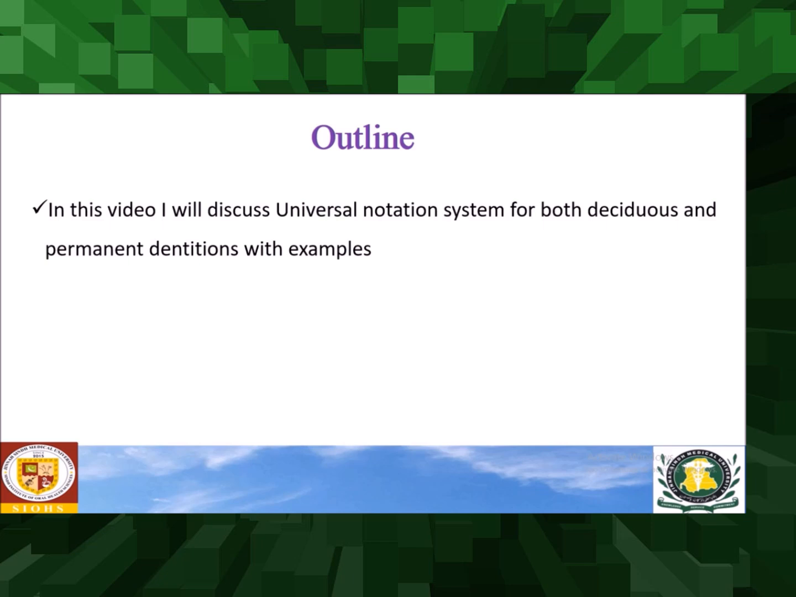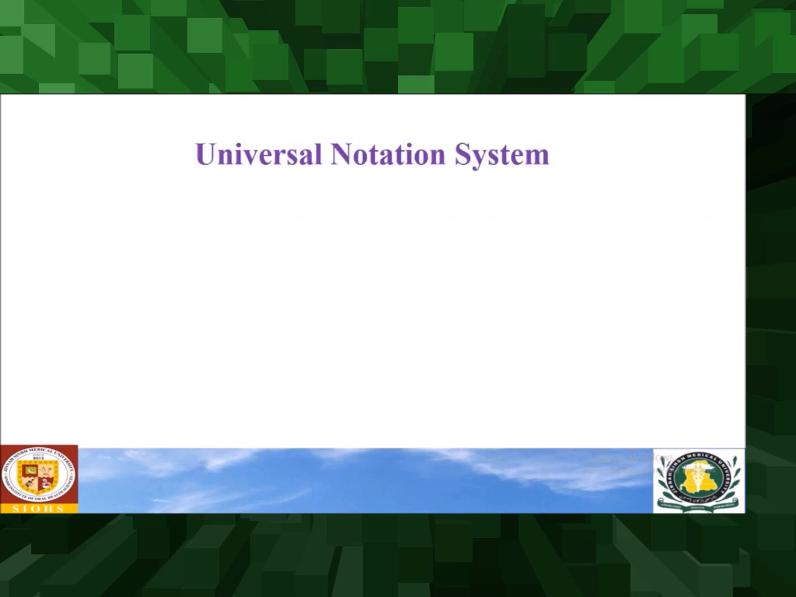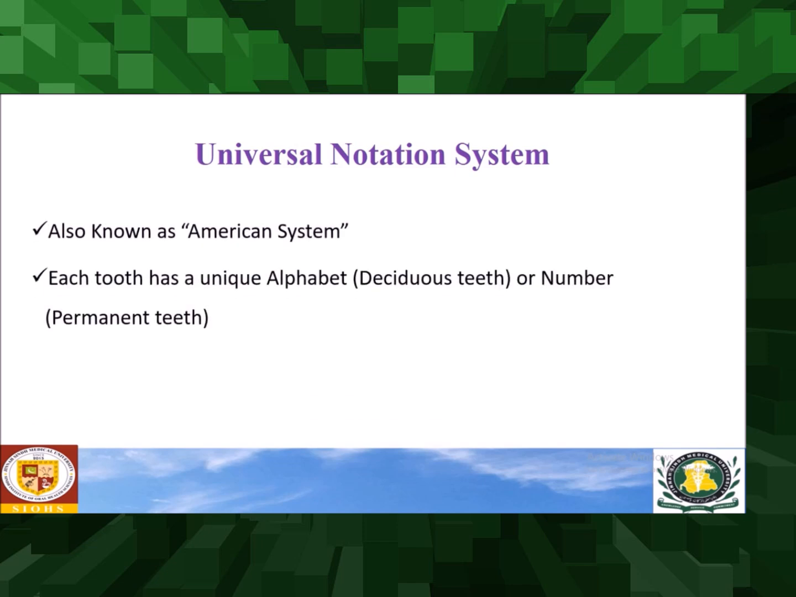In this video, I'll discuss the universal notation system for both the deciduous and the permanent dentitions with examples. Universal notation system is also known as the American system. In universal notation system, each tooth has a unique alphabet in case of deciduous teeth or a number in case of the permanent teeth.